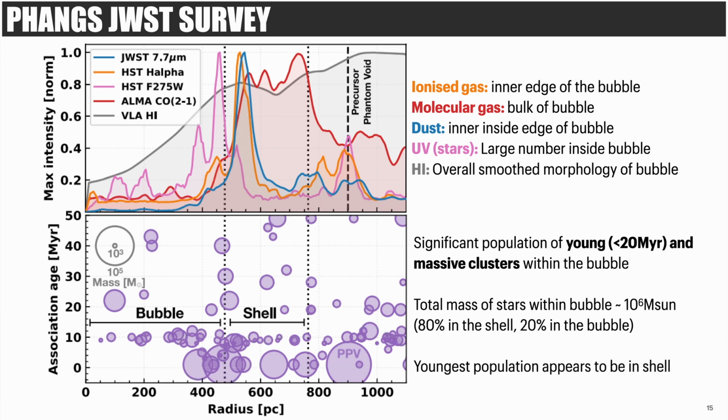So in all, we're seeing that the total mass of the stellar component within the bubble is around 10^6. Around 80% of that is actually within the shell of the bubble, and only 20% is actually within the bubble itself. So how do we piece this all together? What does our understanding from these observations give us in terms of a scenario for creating such a striking, quite unique looking bubble?